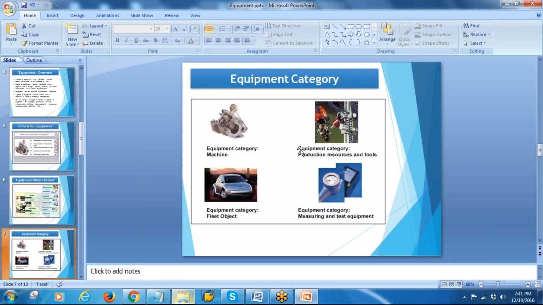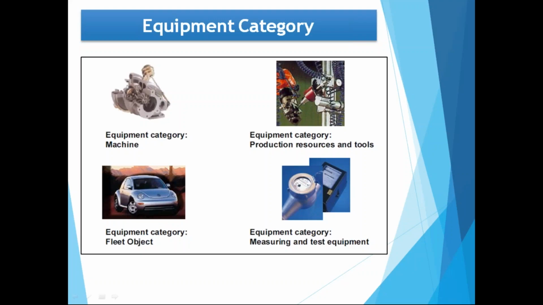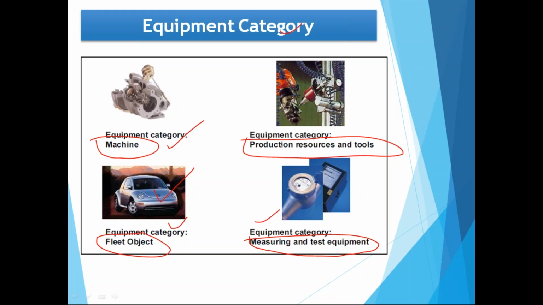Okay. So before going into the equipment master creation, whenever you are creating an equipment, you assign an equipment category to the equipment. The equipment category will tell you what type of equipment it is, whether it is a machine, a production resource tool, a fleet object like vehicles, cars, trucks, motor vehicles, or a measuring and test equipment. It's a classification kind of thing. That equipment category you will be assigning when you are creating the equipment.